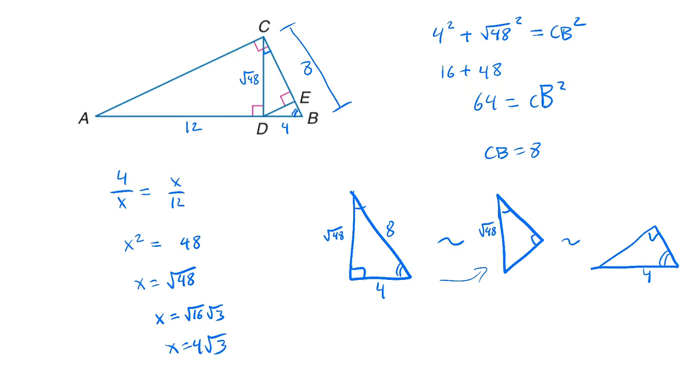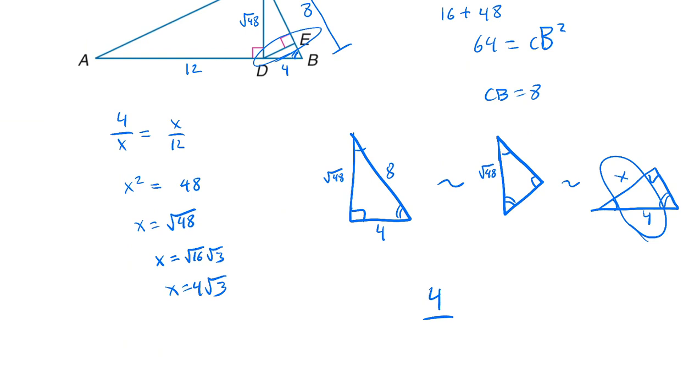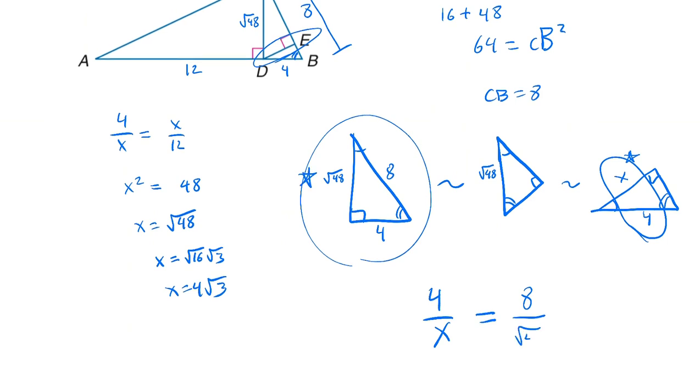Now, I'm going to fill in a few things here first. This is the double angle, which means this is the single. Which side are we looking for? We're looking for DE, so let's put an X right here for DE. Now let's just do a proportion. Hypotenuse is to that side. So 4 is to X as the hypotenuse of this triangle, 8, is to the side between the right angle and 1, which is this one, root 48.